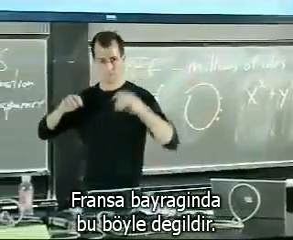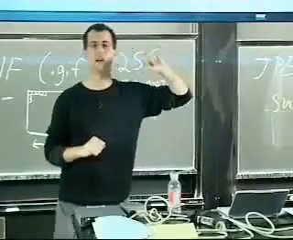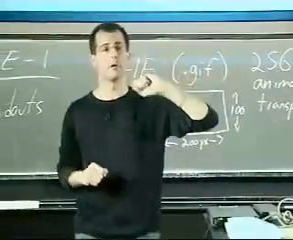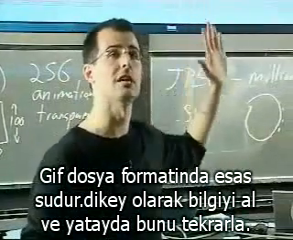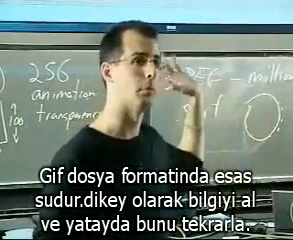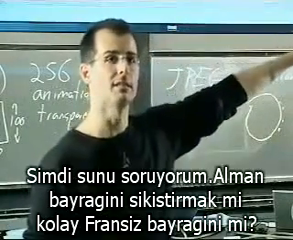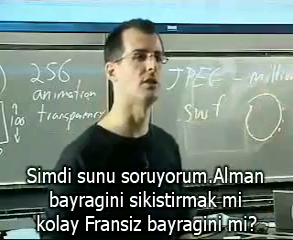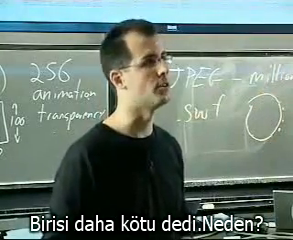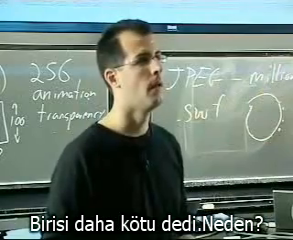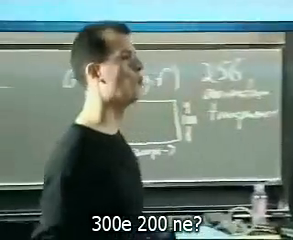Contrast that now with the flag of France at right. Taking on faith that the GIF file format pretty much works as we just described, defines as many pixels as are necessary vertically, and then says repeat. Does France's flag compress using GIF better or worse than Germany's flag? Worse. Okay, you say worse. Why? Takes 300 instead of 200 what?